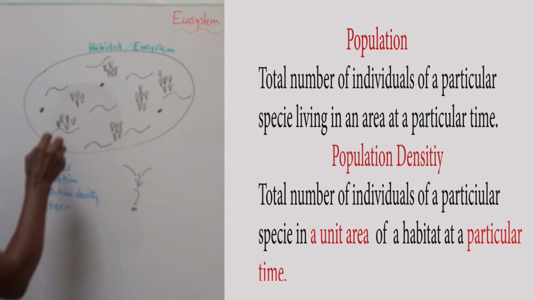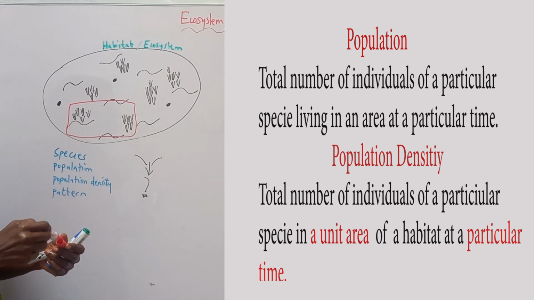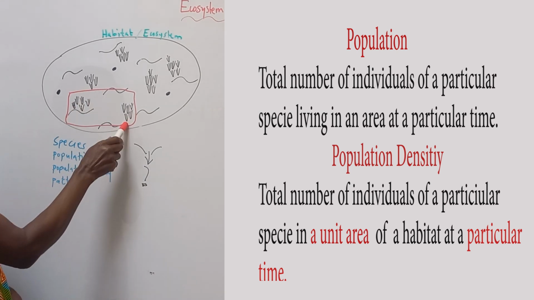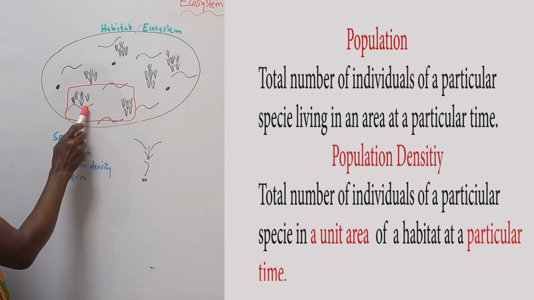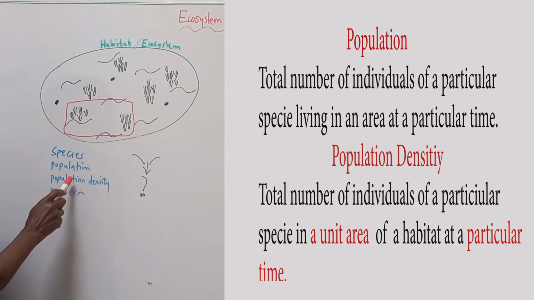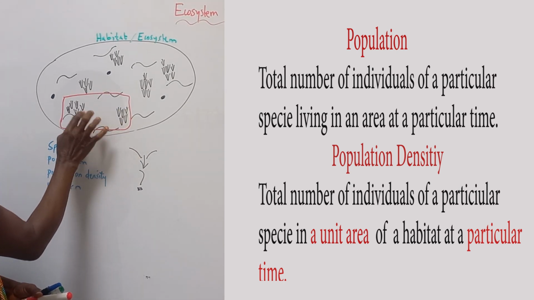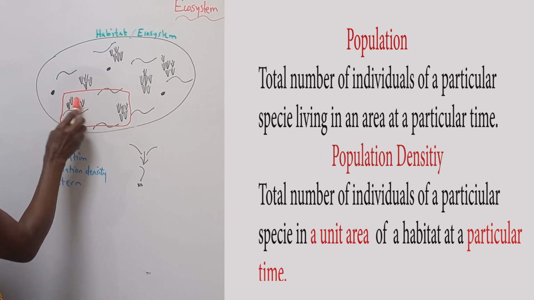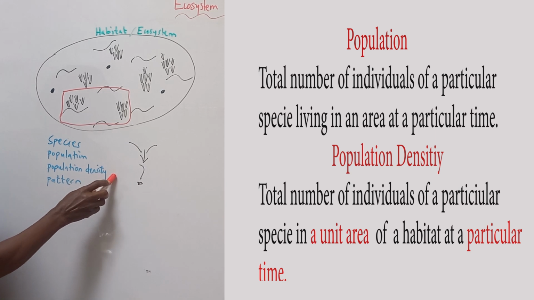What about population density? Well, if we decide that this area, for instance, is 1 meter square, a unit area, then the number of this particular species in a unit area is the population density. So we have 1 unit area here, and if we are looking at this particular species, then if you count the total in this unit area, that forms the population density.